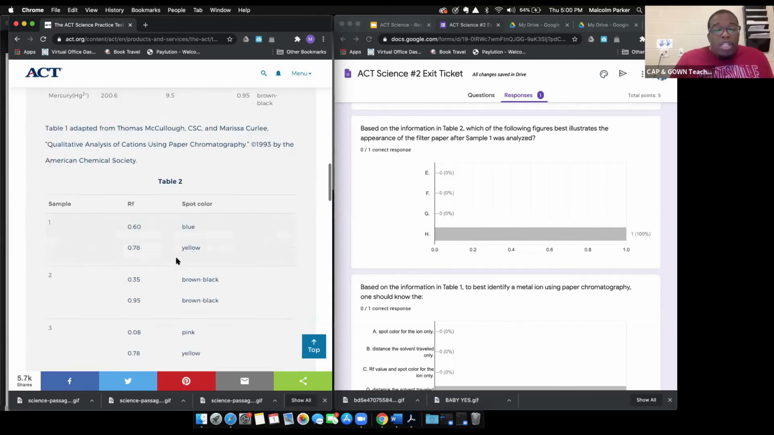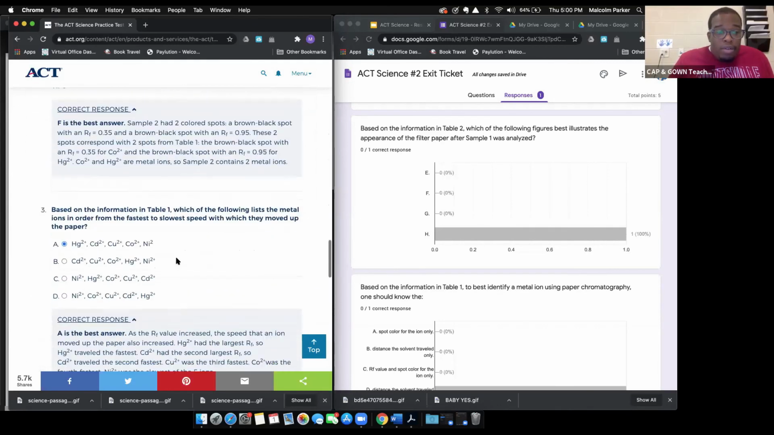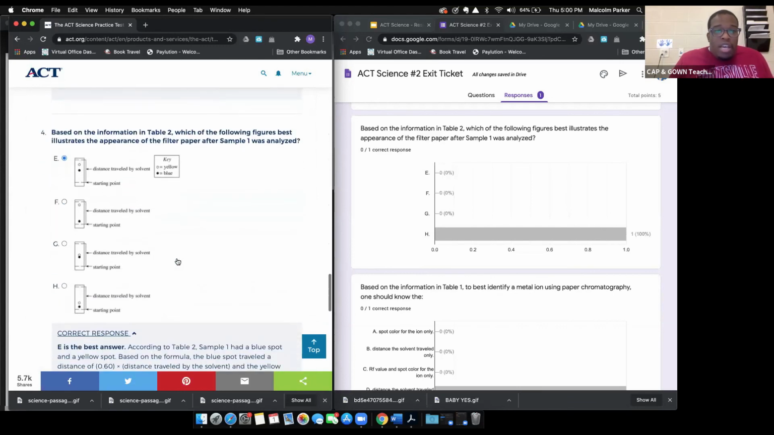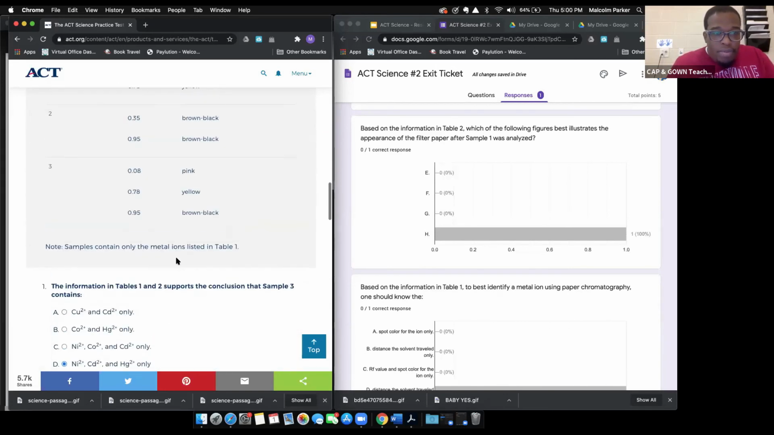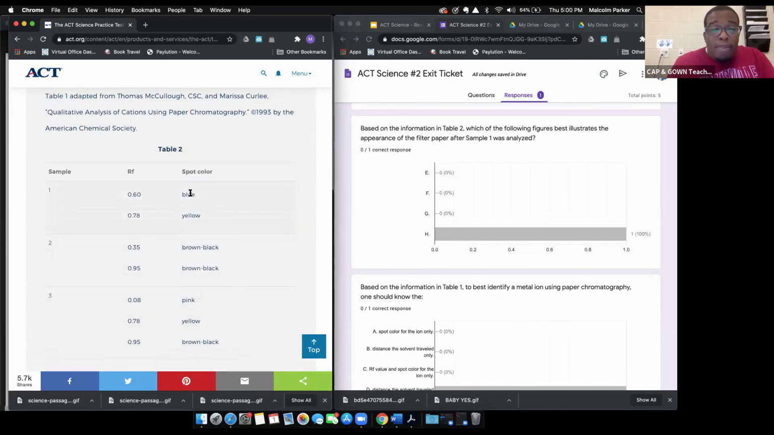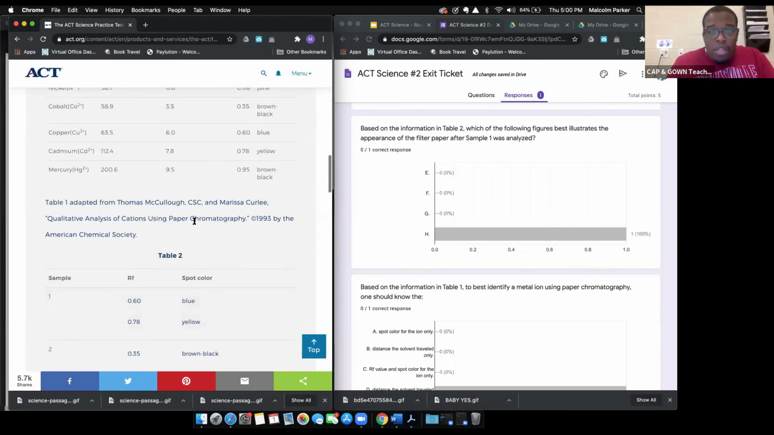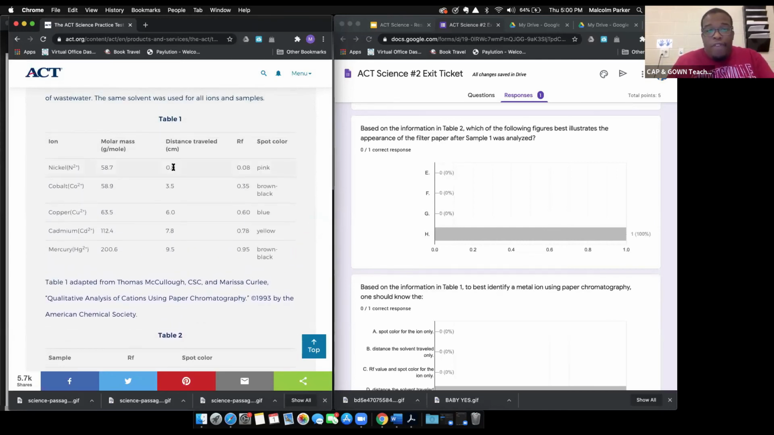Yeah. Okay, so then when we look, it says we're looking now at sample 1. It wants to know what that sample would look like after we analyzed it. So that's basically after we put it through the process. So let's go to sample 1. Sample 1 has blue and yellow. So if we look further down, the paper would be pink. We go up a little more, we see brown, black, and then blue and yellow would be closer to the top, and then we would leave room for mercury at the top.